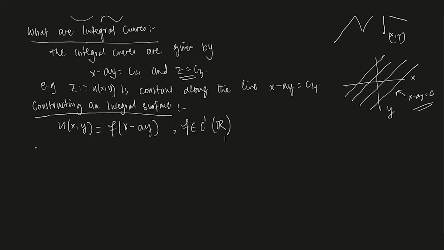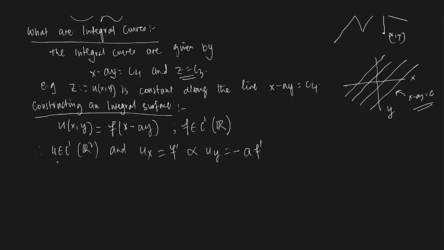Okay, why is this the solution? First of all, f is C1. If f is C1, u is C1. So for a solution, u has to be C1, therefore u is in C1 of R2. And let's see what u_x is. If you write it like this, u_x is f prime. And u_y? u_y is minus a f prime, because f is just a real valued function.